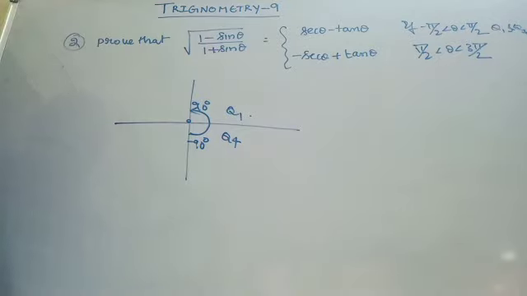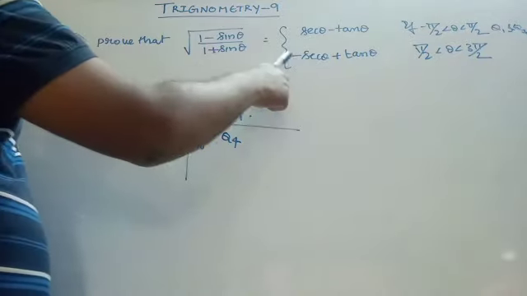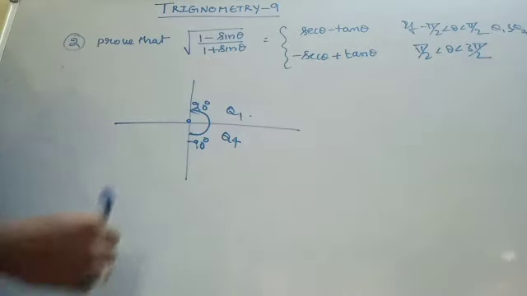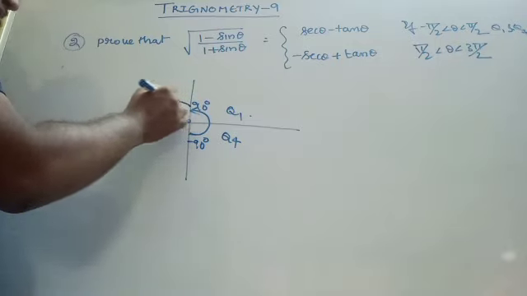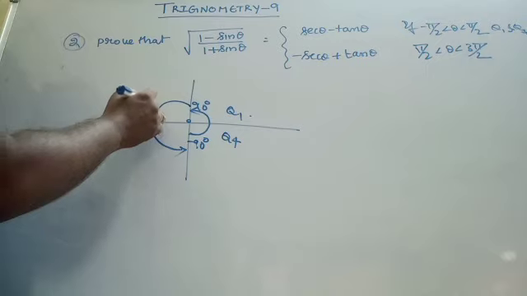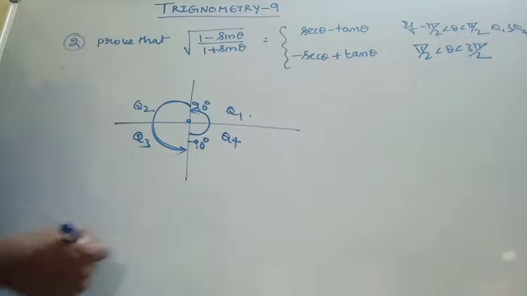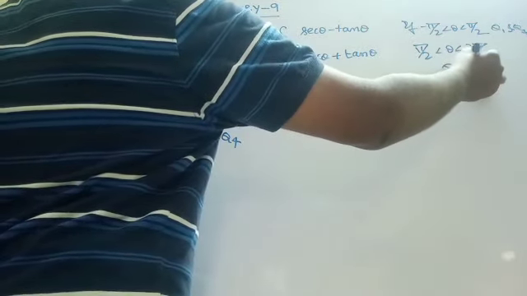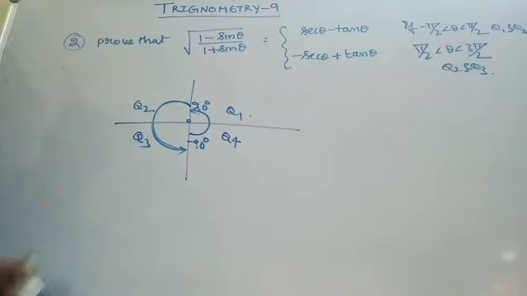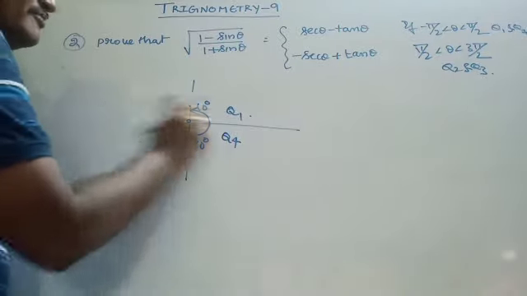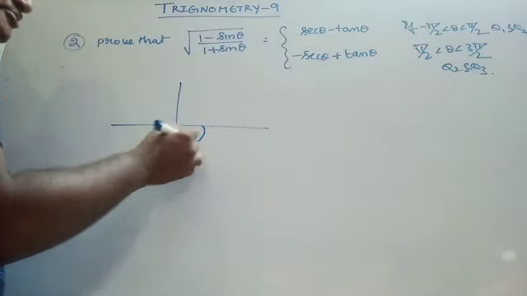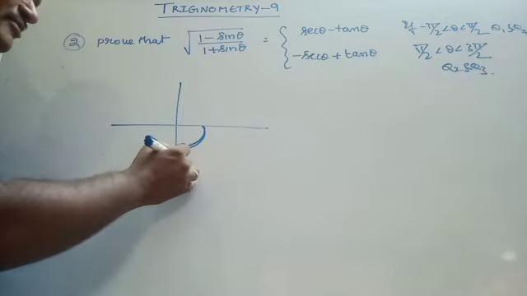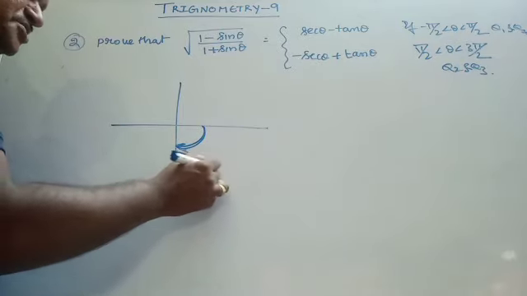And for the second case, you have to prove it as −sec θ + tan θ if θ lies from 90 degrees to 270 degrees. 90 degrees to 270 degrees means Q2 and Q3. My dear students, you have to remember one thing here: whenever we have such things, this angle actually we will say is 270 degrees to 360 degrees.